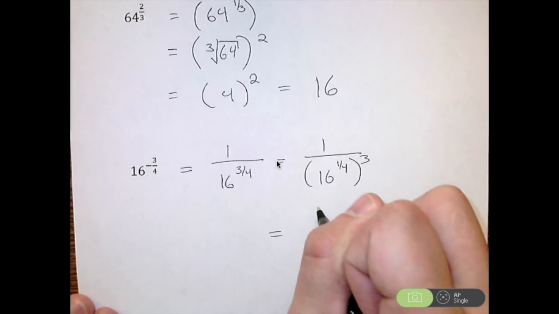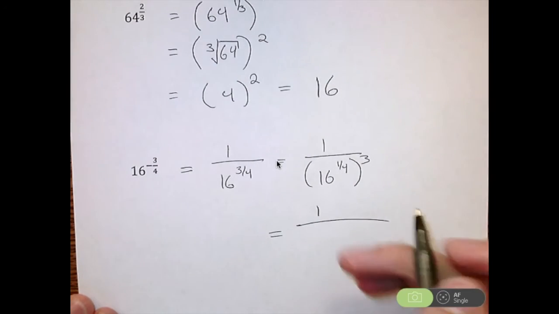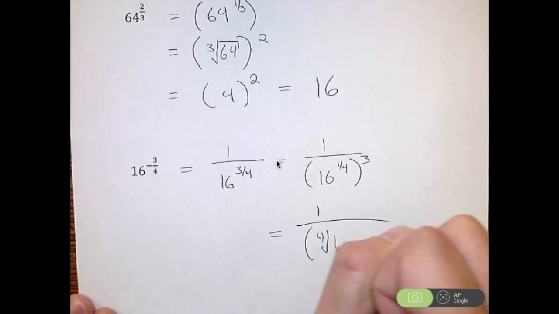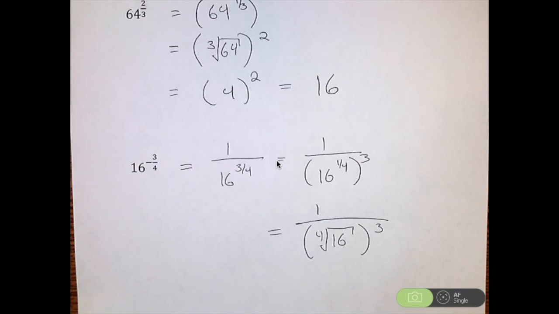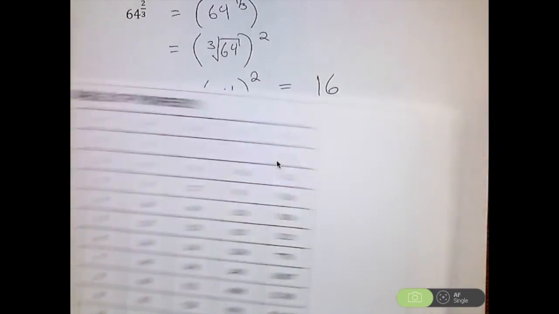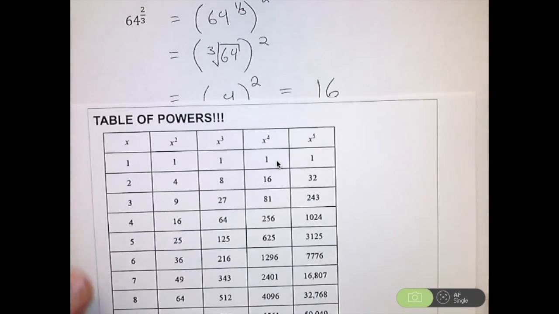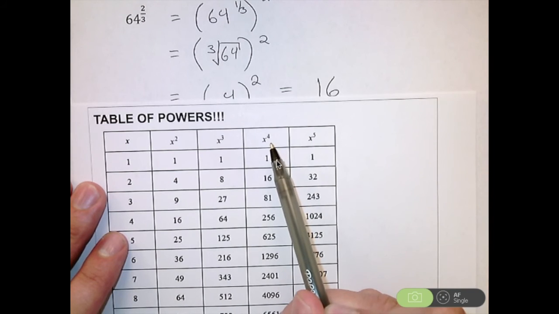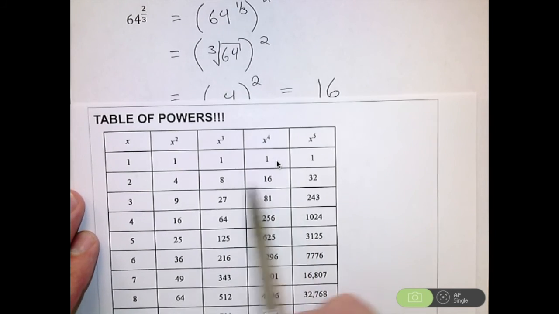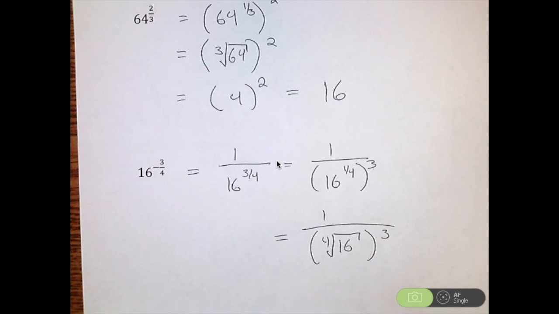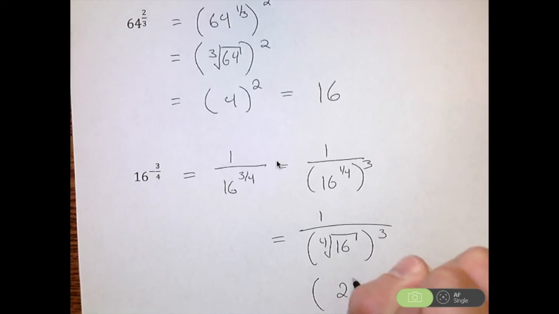So let's evaluate this down. 16 to the 1/4, we talked about this in my earlier video, is the 4th root of 16, to the 3rd power. Now I need to ask myself, what to the 4th power is 16? I'm going to start with the x to the 4th column, and I'm asking what to the 4th power is 16. Here's 16, so I go to the x to the 4th column and come down to 16. What to the 4th power gets me this? 2. So I'm going to get a 2 there.